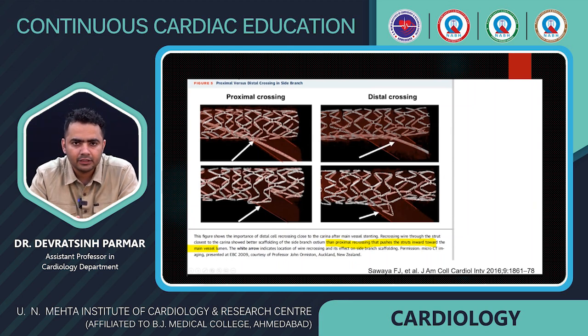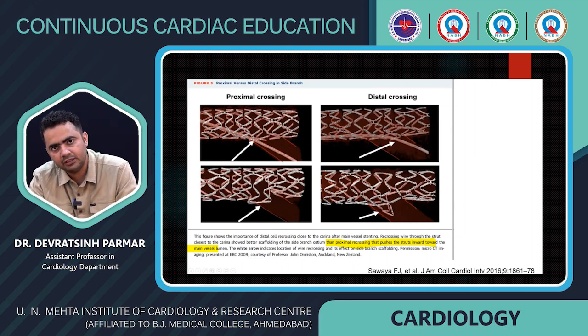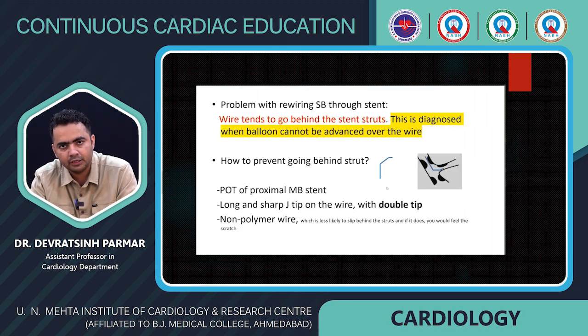Now, whenever you are rewiring a side branch, it is very important that you go through the distal cell, because as you can see here, whenever you cross the wire through the proximal segment, there is a very high chance that your struts will get deformed. When you cross through the distalmost part of your struts, there is proper angulation and you can get better outcomes.